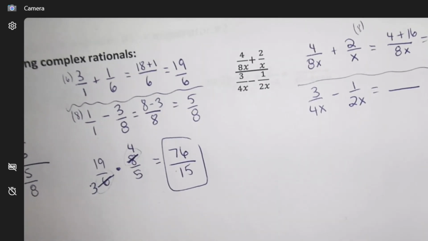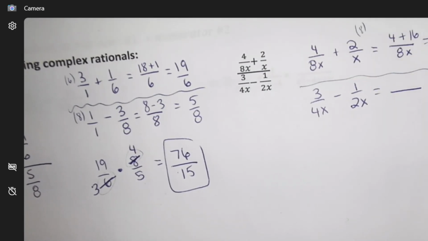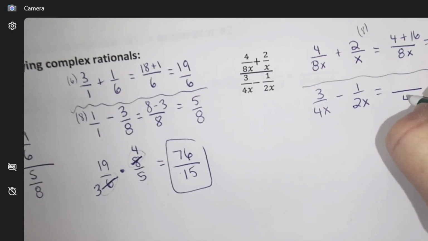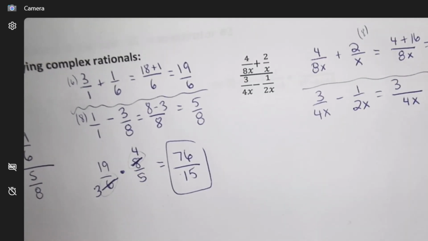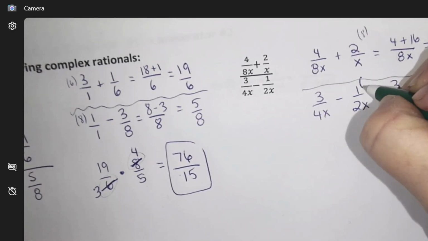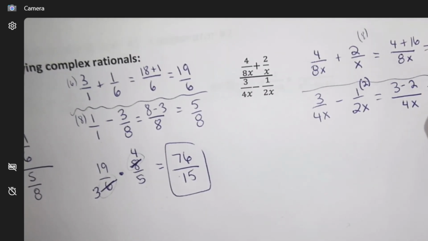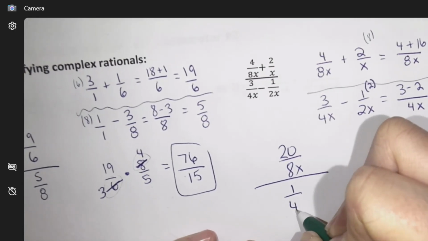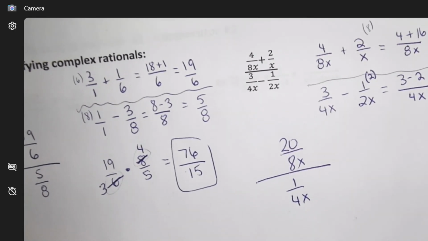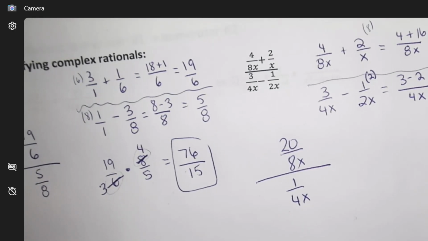Okay, so now to the bottom, I'm going to subtract them, so I need a common bottom. So 4x, 2x, what's the lowest bottom you could use? You could use a 4x. That's the lowest. So do nothing. And then this one you would have to times by 2. Okay, so this is what we did. The top was 20 over 8x. Divide by the bottom. Okay, so that's the adding part.